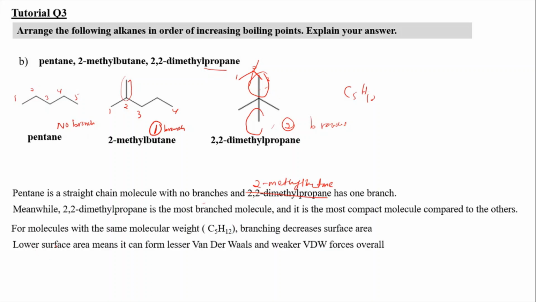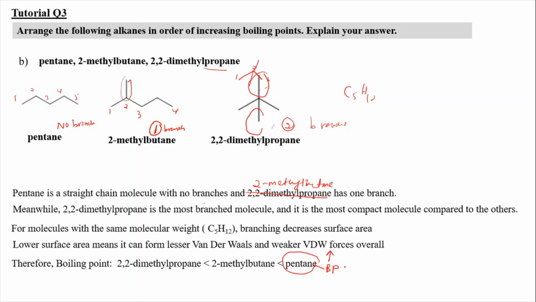So the lower surface area means that it can form fewer van der Waals interactions with another molecule, and hence will have weaker van der Waals forces overall. So we can say that the boiling point will be decreasing from the 2,2-dimethyl propane, lower than the 2-methyl butane, and the highest boiling point is going to be pentane. Okay, so pentane will have the highest boiling point.